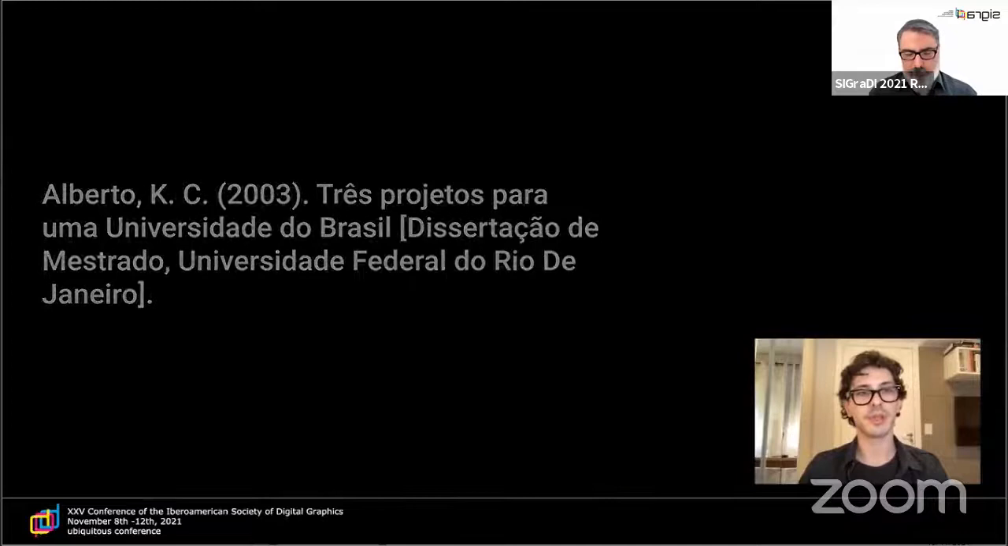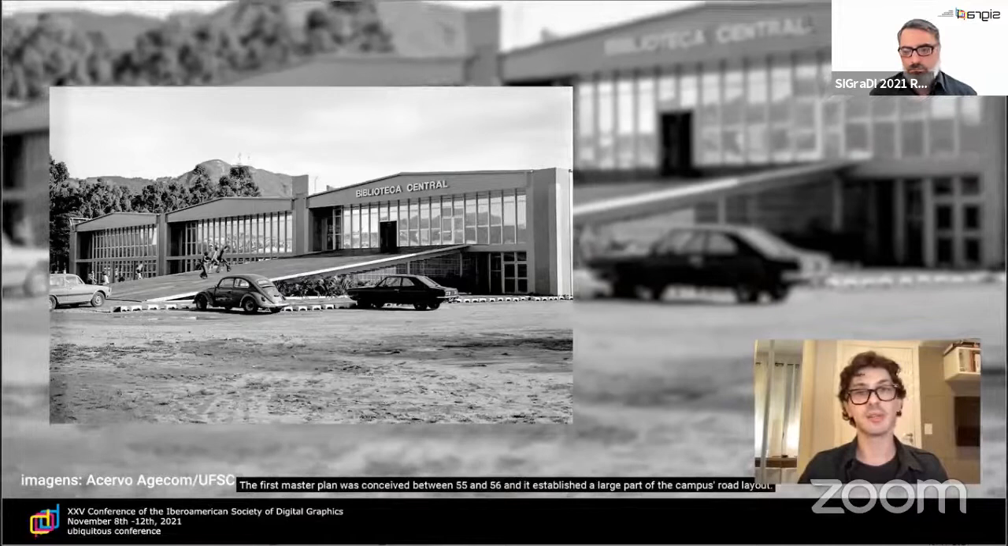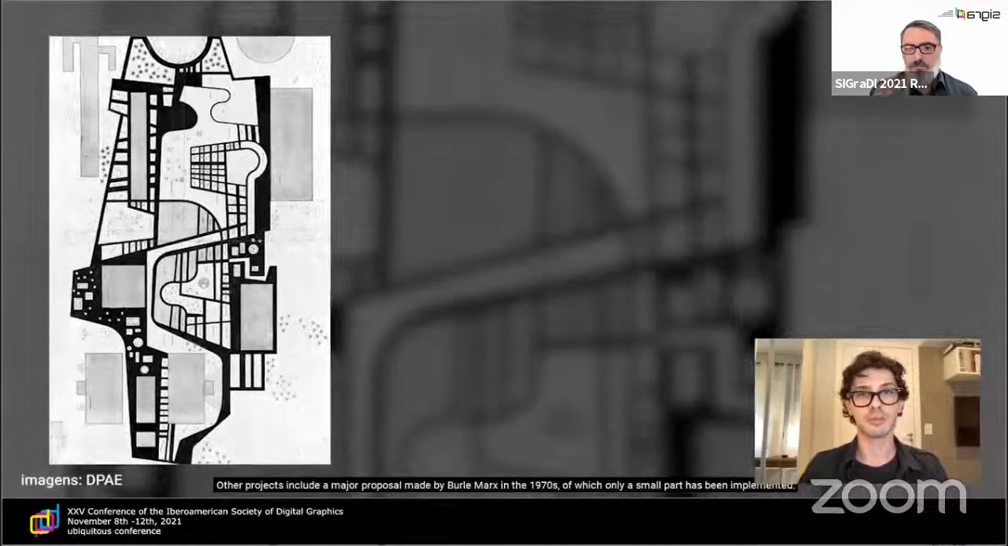Na UFSC, as discussões para definir a localização iniciam em 1950. O primeiro plano diretor foi concebido entre 55 e 56 e estabeleceu grande parte do traçado viário do campus. Os projetos incluem uma grande proposta feita por William Marx na década de 70, da qual somente uma reduzida parte foi implementada.